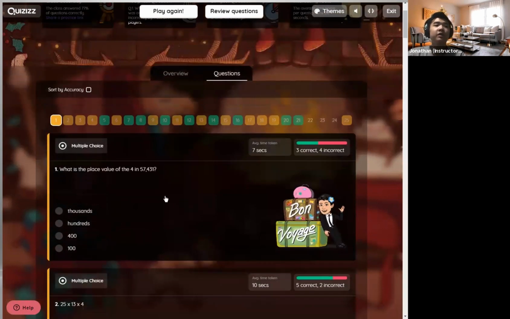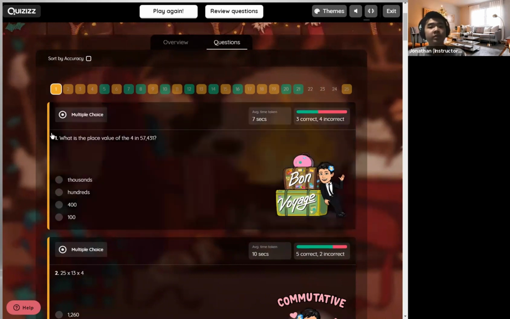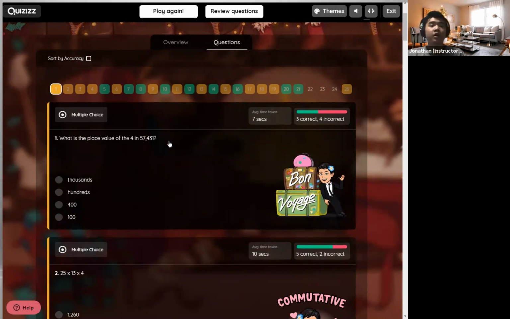So the first one, apparently a lot of people got wrong, and that's one of the trick questions I kind of said, because place value, if you remember, is what place it's in, not the number value. The number value of 4 is 400, but the place value is the hundreds place. So in this question, you have to say hundreds because it's the place, not the number value. So it's going to be 100.